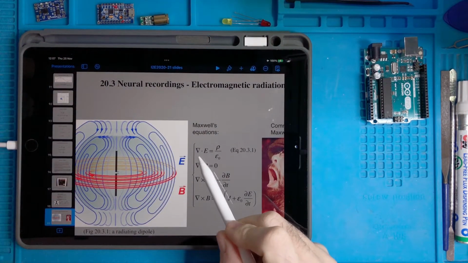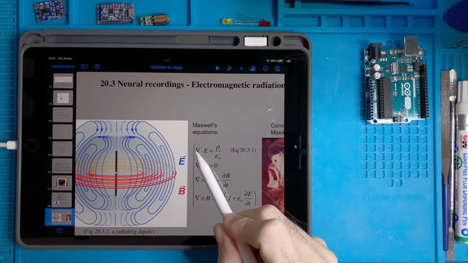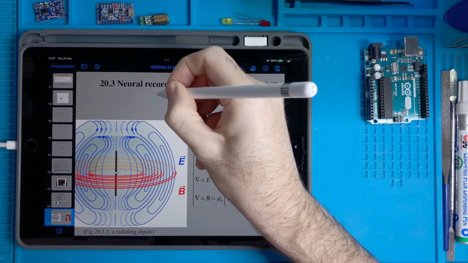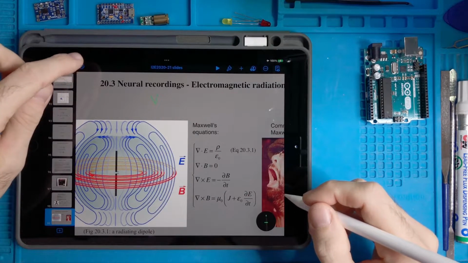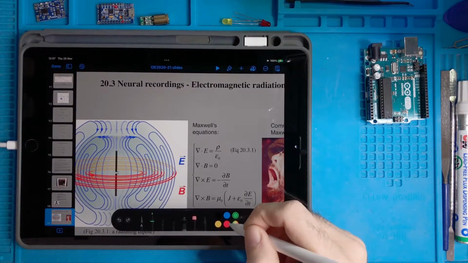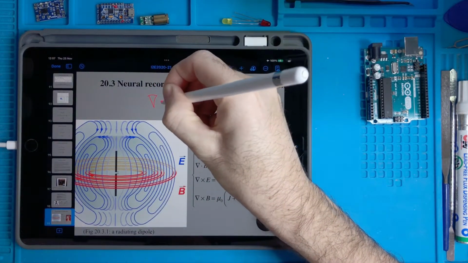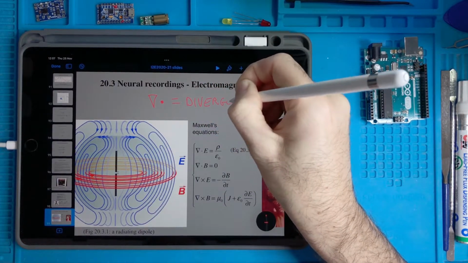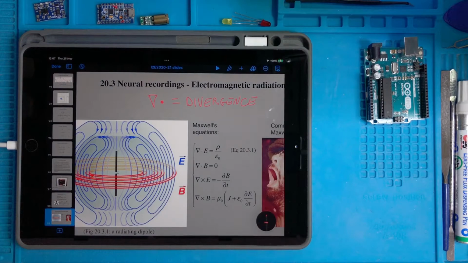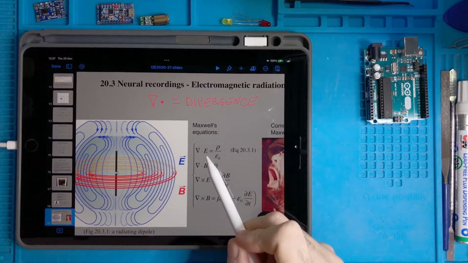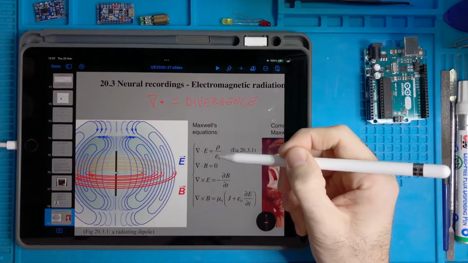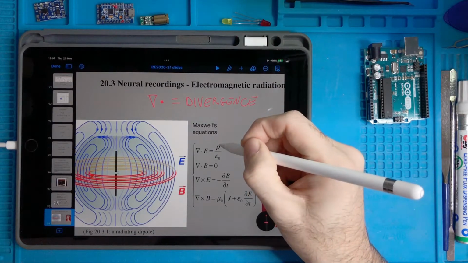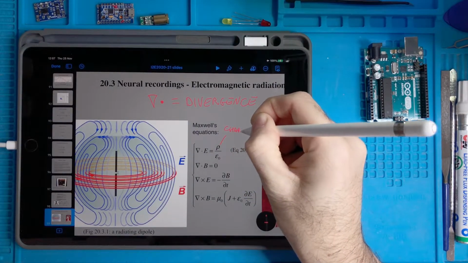Now this thing is saying that if you apply this calculation here, if you compute this operation, I want to change color, nabla dot, which is called divergence. If you compute the divergence of the electric field, this is a constant which multiplies rho, which is the charge density.